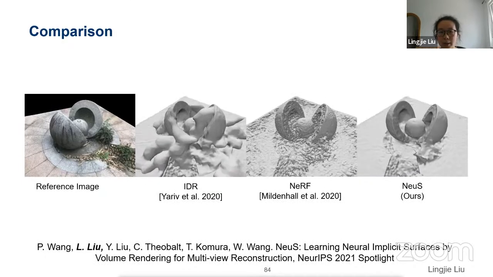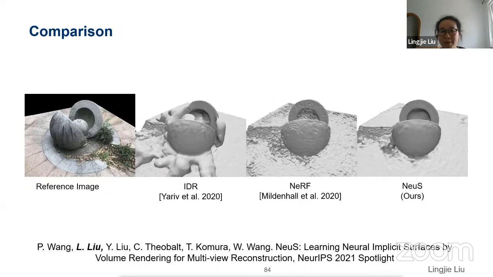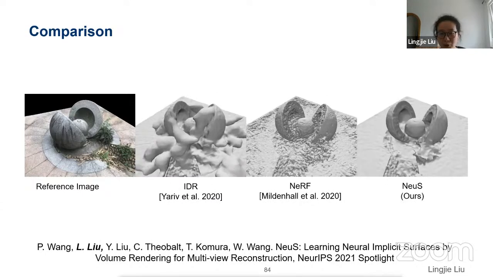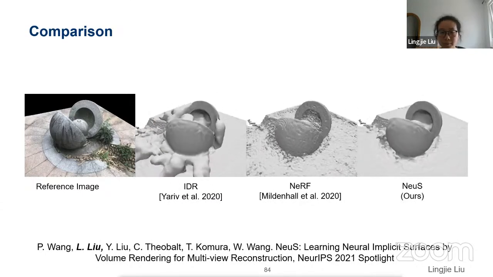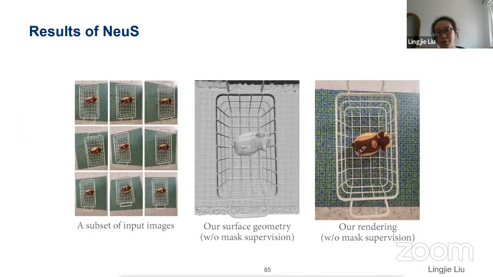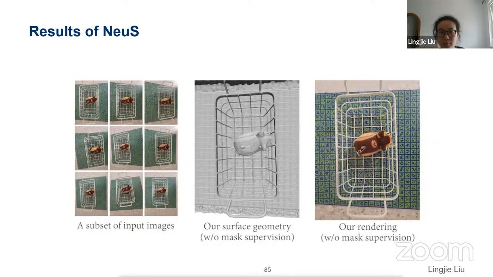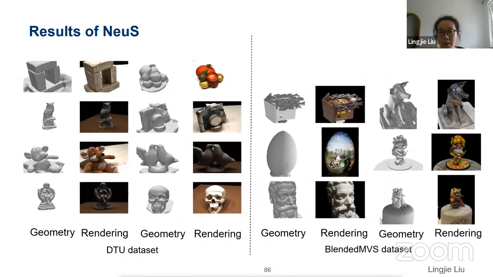Here we show a comparison of our method with the baseline method. We can see our method can achieve better quality. And our method is capable of reconstructing these challenging scene structures from multi-view 2D images. And here are more results.